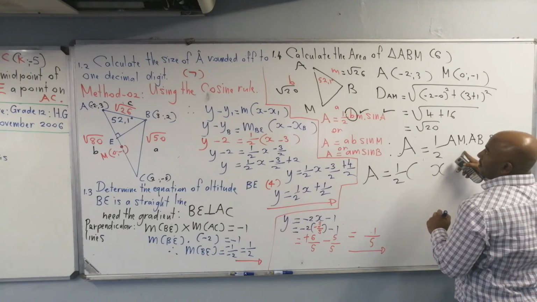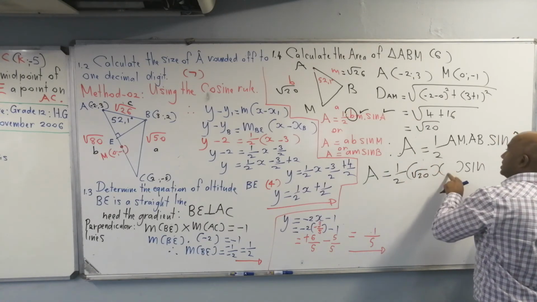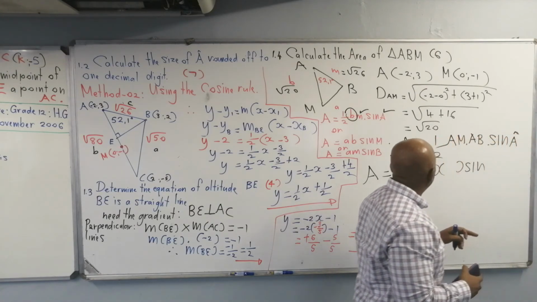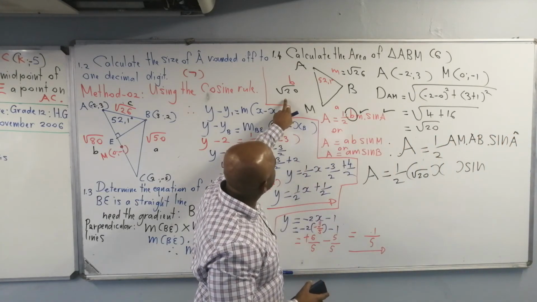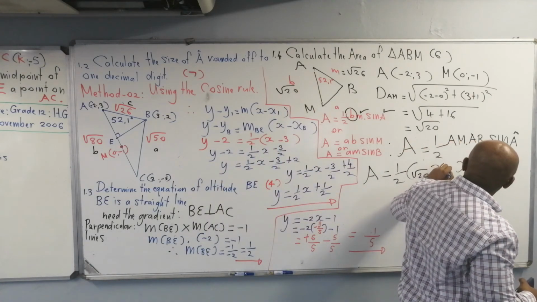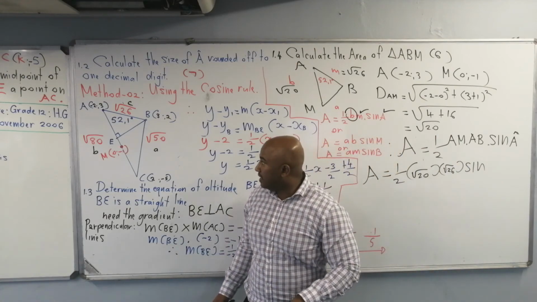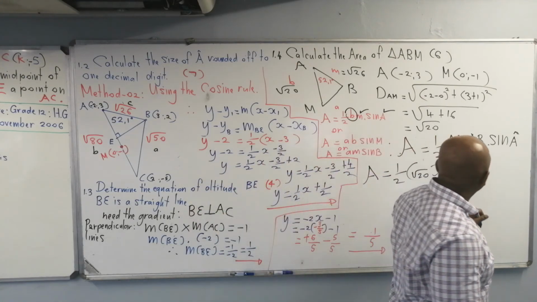What is AM? The distance of AM was square root 20. AB, what was AB? AB, where is AB? Square root 26. We worked it out earlier on. Sine of angle A, what was angle A? 52,1.